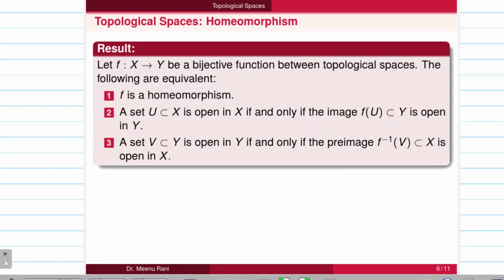Further, we have a result based on the homeomorphism. If F is a bijective function between the topological spaces X and Y, then the following statements are equivalent. First, if F is a homeomorphism, then it implies that F is a continuous function as well as an open map also.